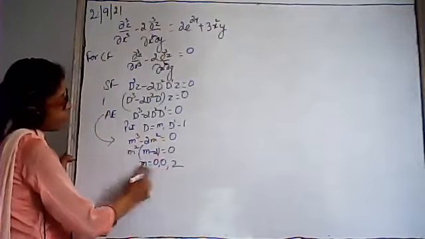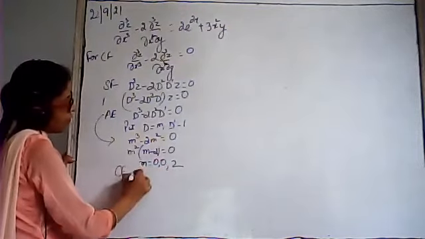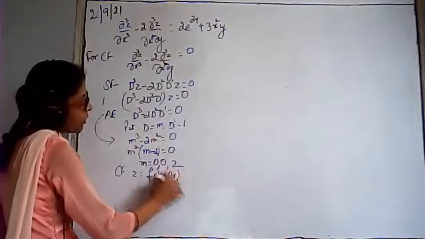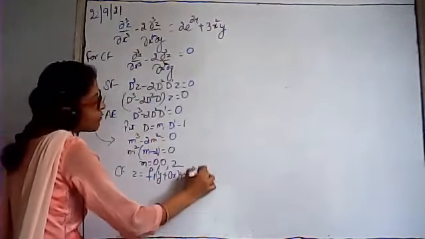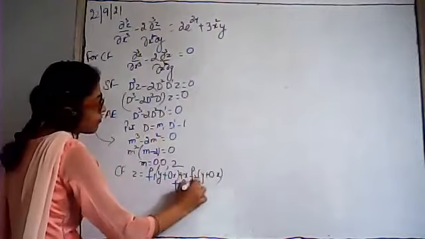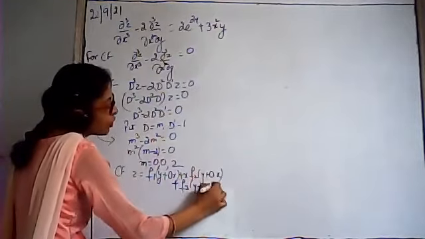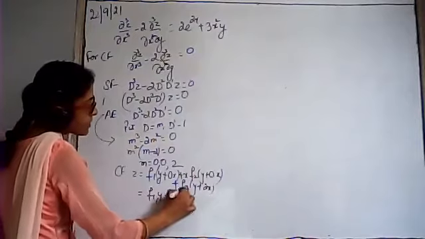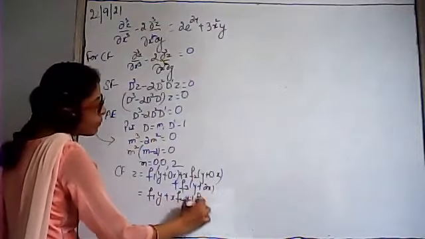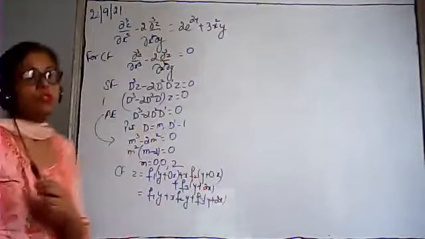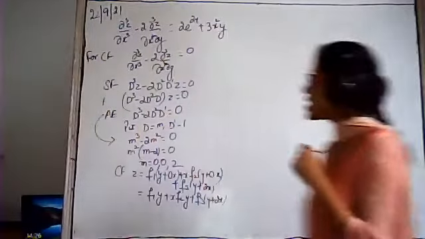Again, we have two same roots. So the complementary function will be f1(y + 0·x) + x f2(y + 0·x) + f3(y + 2x). So it will be f1(y) + x f2(y) + f3(y + 2x). So this was our complementary function.